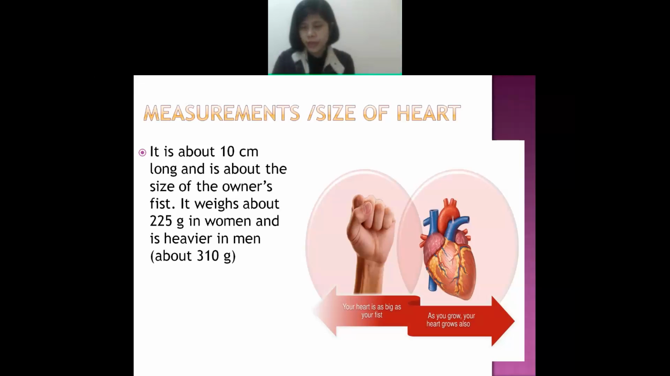Next is for men. How much is it? 310 gram. And you will find that in a woman, that is a female, the weight is a bit less compared to the male. How much approximately will you get? 310 gram. You will get 310 gram in the male.